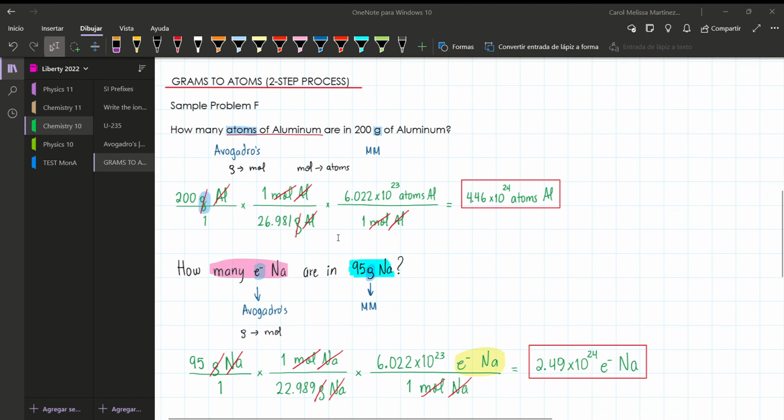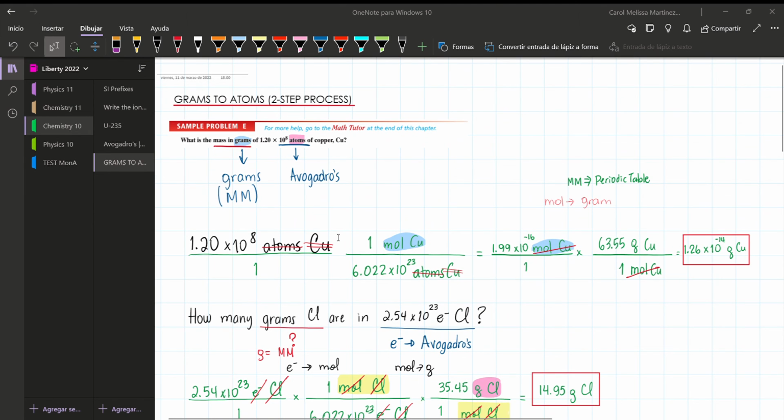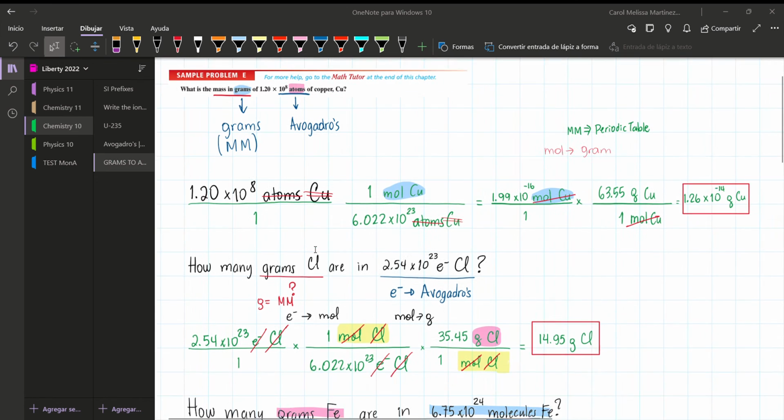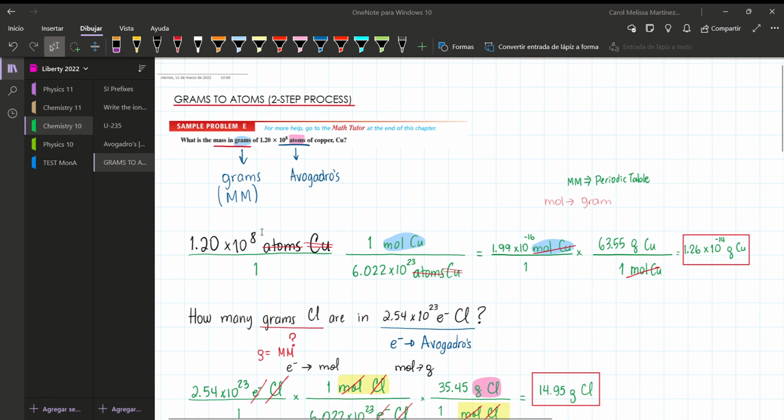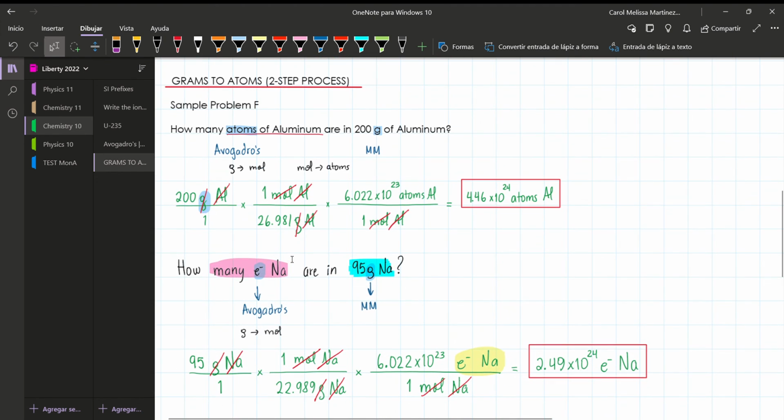Well, that is going to depend on the units that you are working with. For example, if I give you atoms and I ask you for grams, because you start with atoms, you're going to start with Avogadro's number and you're going to finish with molar mass. In the case of me giving you grams and asking for atoms, because you start with grams, you're going to start with molar mass and you're going to end up with Avogadro's number.